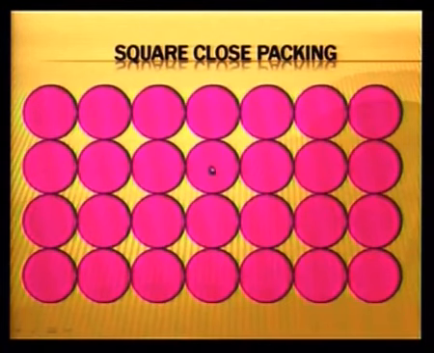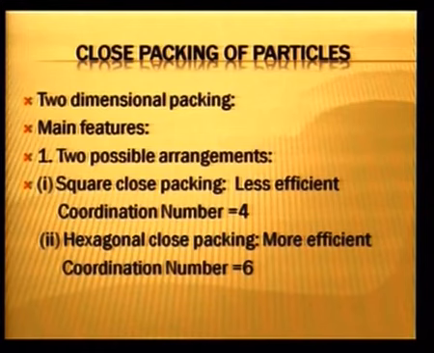You can just watch, this arrow is moving. The central particle is touching one particle on the top, the other one on the left, the third one on the right, and the fourth one below this. So, it is touching 4 particles, therefore, coordination number here is 4. The second possible arrangement of two dimensional close packing is hexagonal close packing.